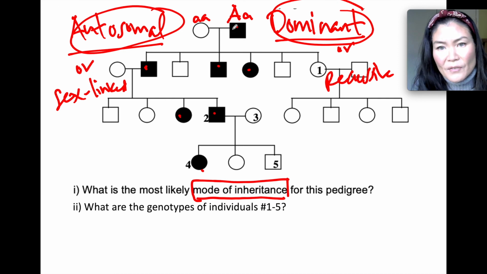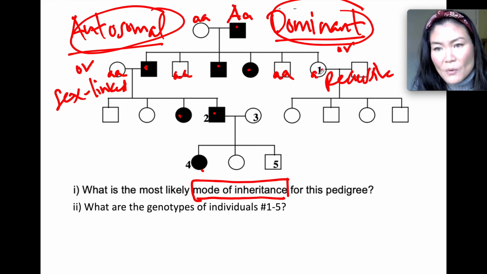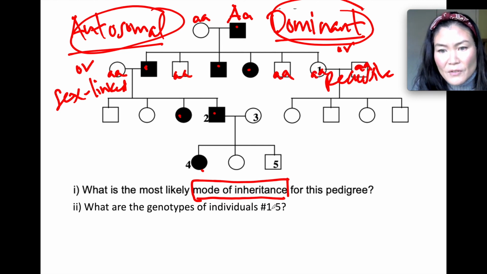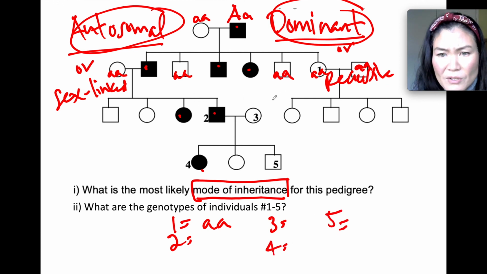So the ones that are filled in, they have this autosomal dominant condition. The ones that do not have it are all going to be little a, little a. Okay, they're not going to have it at all. So individual number 1 is going to be little a, little a. Let's try to figure out 2, 3, 4, and then 5. That's the question, right? So where's 3? Oh, this is 3. This is pretty easy. If it's not filled in, then we know that it's little a, little a.